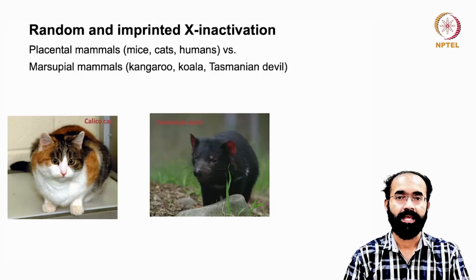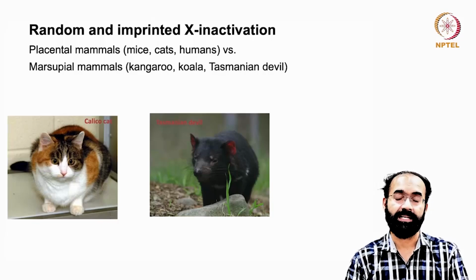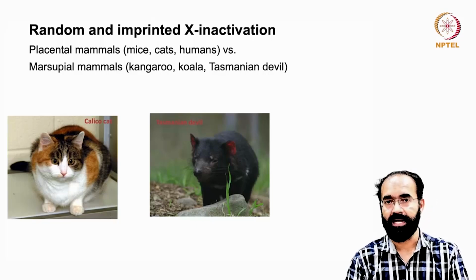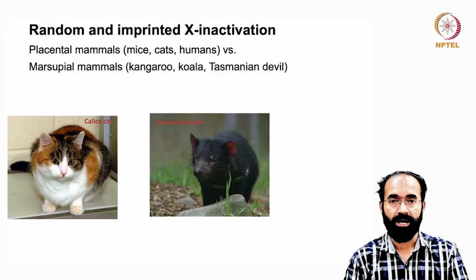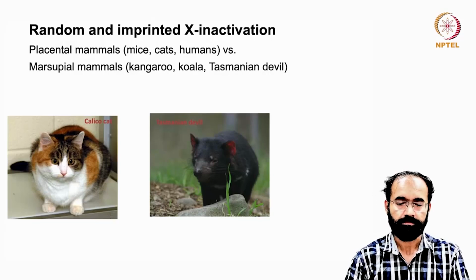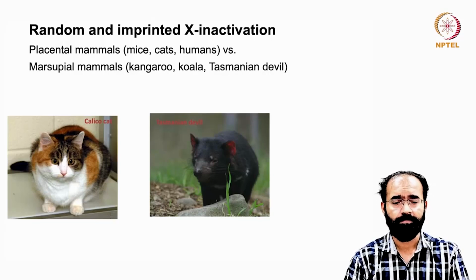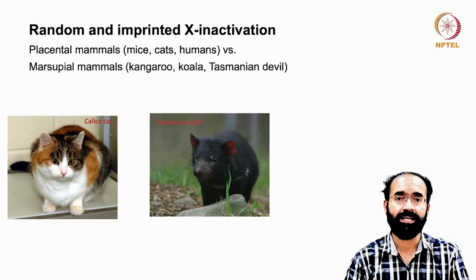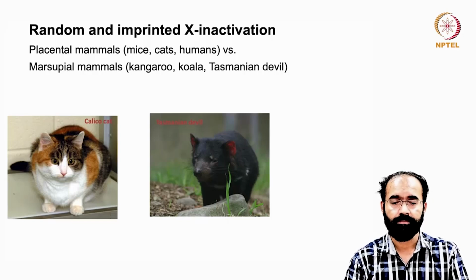Selection, in the sense that randomness is coming into the picture. It can be either the maternal or paternal copy that is made inactive, whereas marsupials follow a steady-state pattern of paternal X chromosome inactivation. So here is an example of a cat, and this cat is called a calico cat.